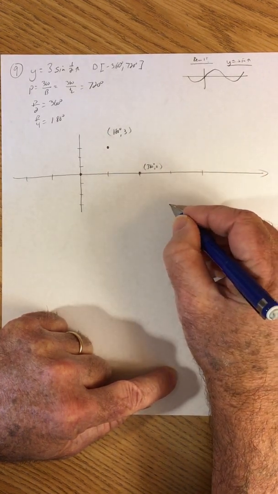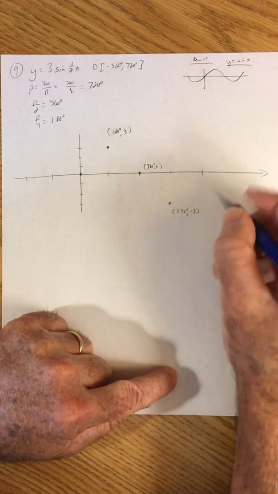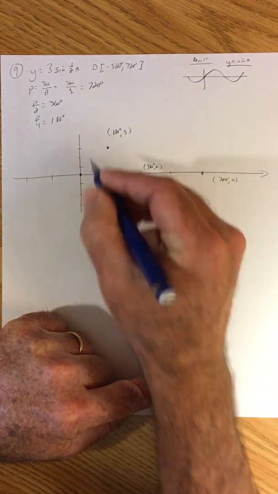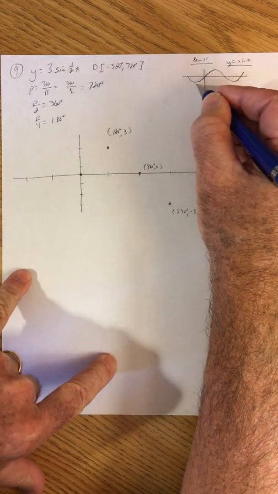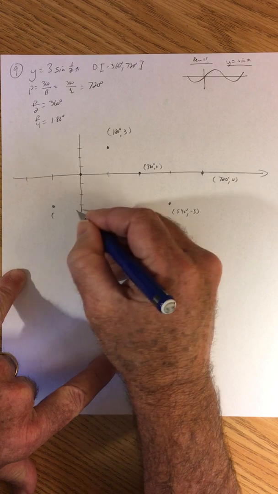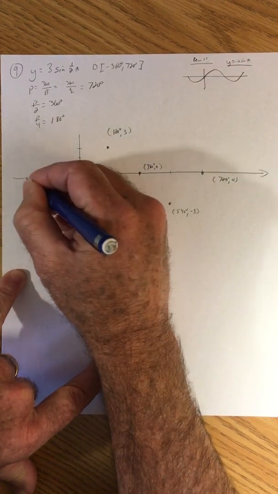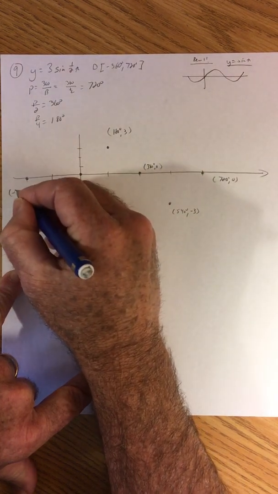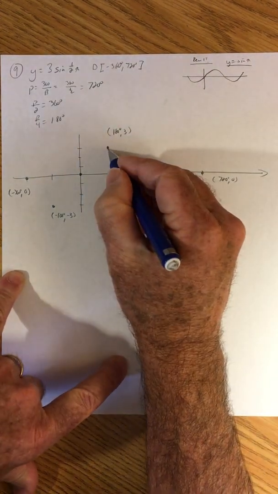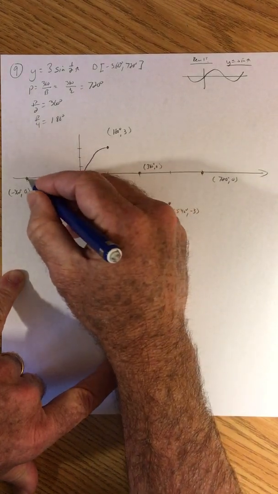Another 180, that is 540, and we're down at negative 3. And another 180 gives me 720, back to 0. To the left of the y-axis, the sine graph is down here, quarter cycle. That's 180 degrees, so this is negative 180, negative 3. And this value is negative 360, 0. Okay, smooth curve. Oops, make that a little bit bigger, make sure.